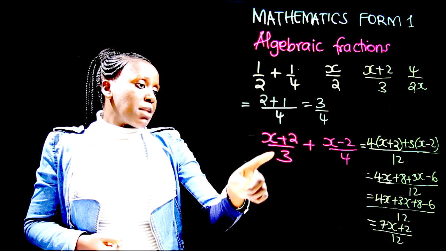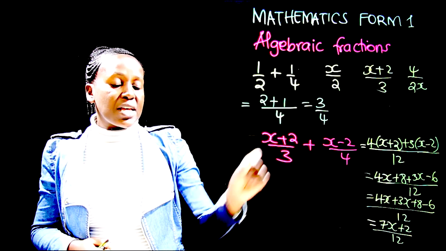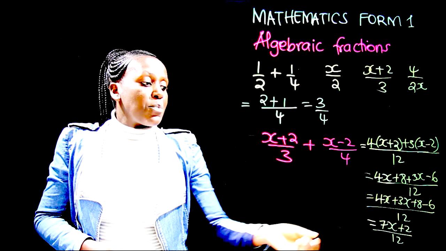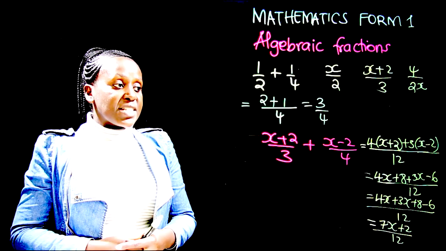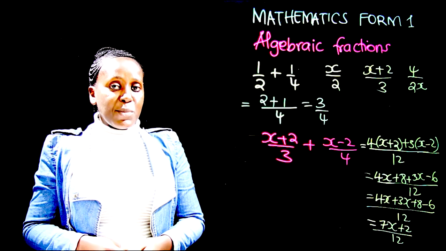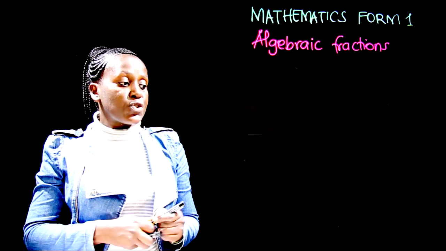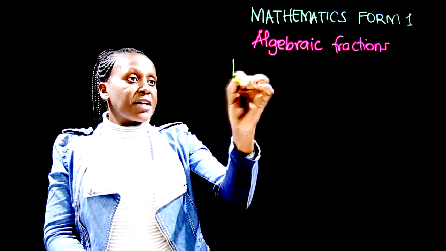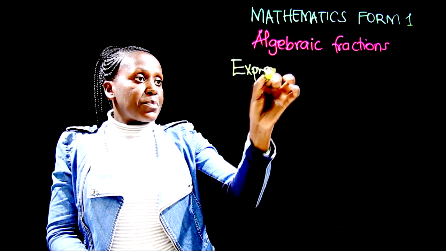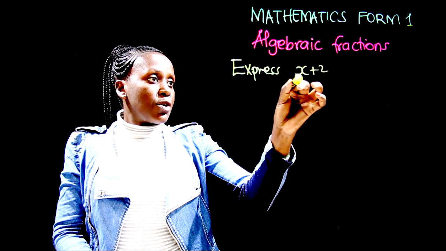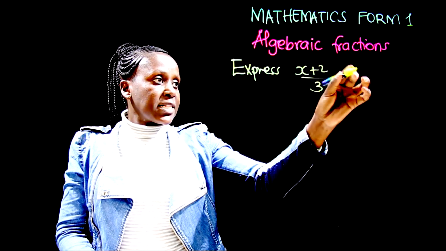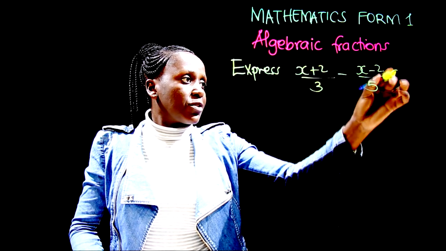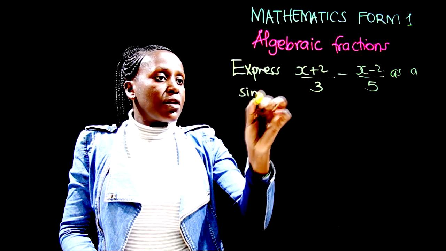Now this question can be asked as, express this as a single fraction, because you realize that after adding the two, we are ending up with a single fraction. So that is how you do it. Let us look at another example. In this example, we are going to look at algebraic fractions that are being subtracted. So express x plus 2 over 3 minus x minus 2 over 5 as a single fraction.